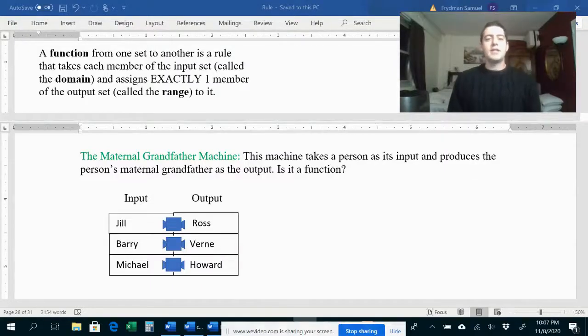Hi everybody. In this video, we are going to be talking about functions. A function from one set to another is a rule that takes each member of the input set, called the domain, and assigns exactly one member of the output set, called the range, to it.